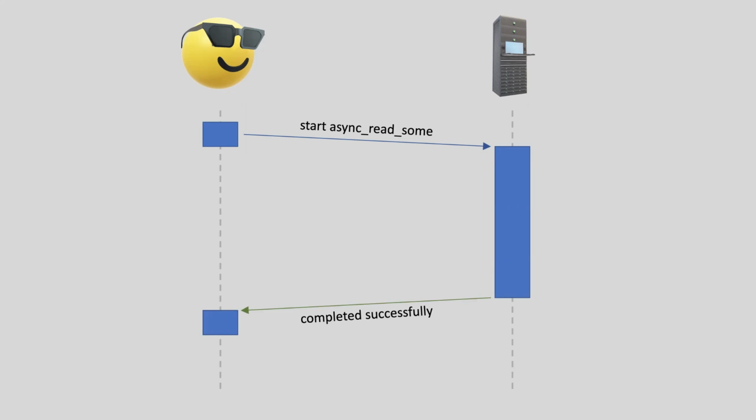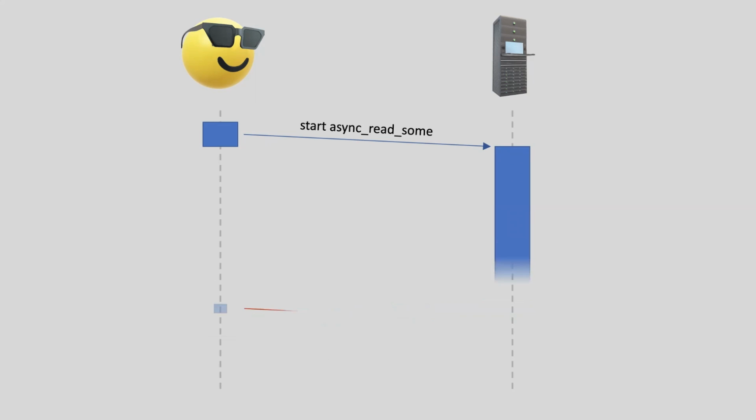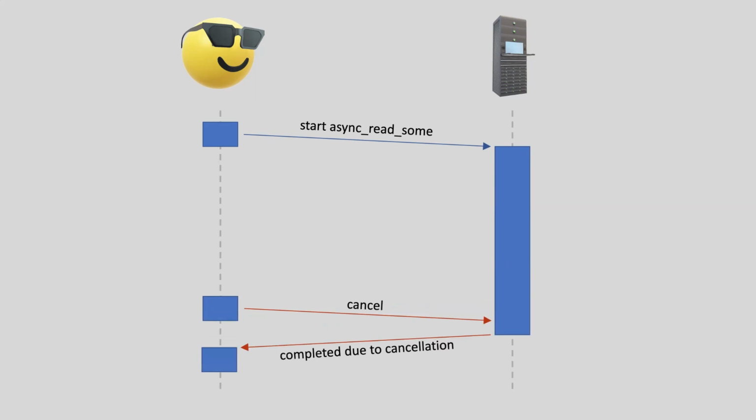Right? It's pretty straightforward. Now, in the case of cancellation, we start our asynchronous operation in the same way, but then we decide before it's done that we want to cancel it. In this case, the operation is canceled and it communicates a result back to our user code that it didn't complete successfully. So where's the race condition?